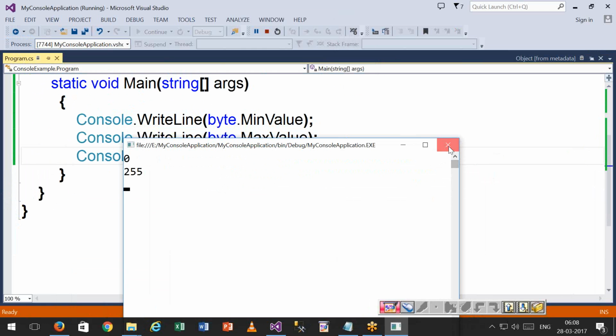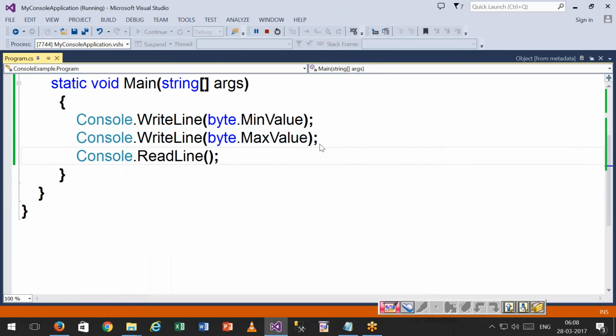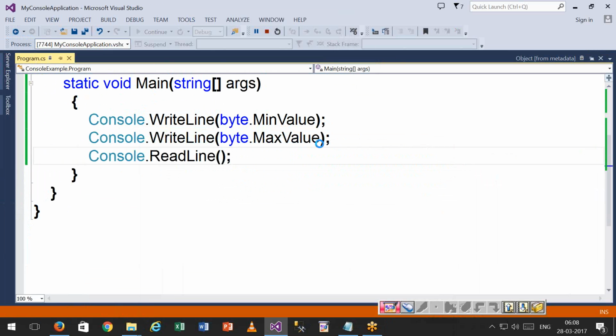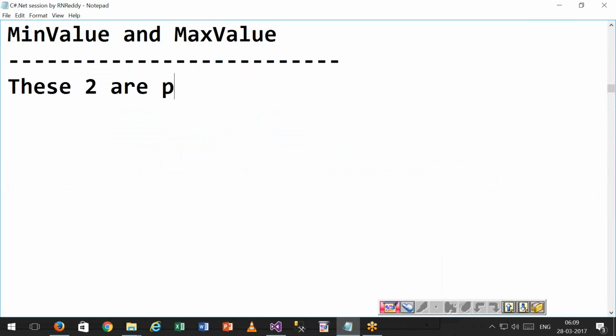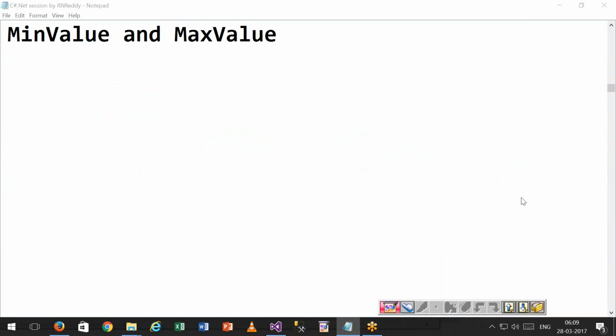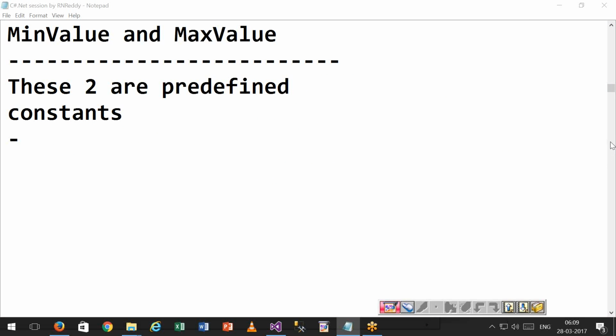Okay, fine. Min value, max value. Let's try to understand these two. Remember, these two are predefined constants. These two are what? Min value and max value.